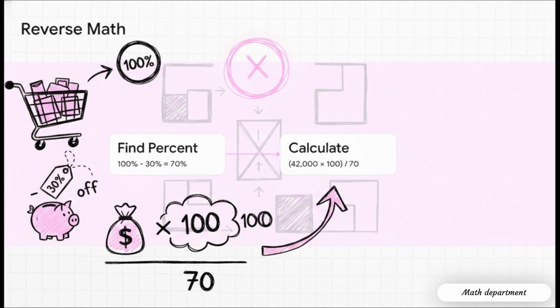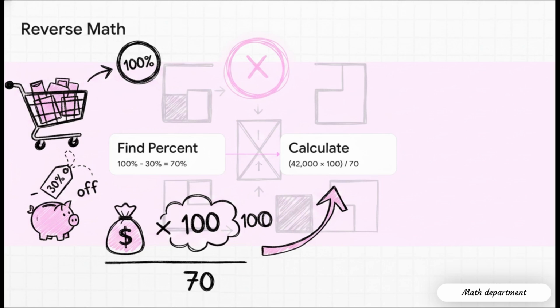First, let's find our working percentage. 100% minus that 30% discount leaves us with 70%. That means $42,000 LE is exactly 70% of the total price. So we set up our fraction, 42,000 multiplied by 100, all divided by 70.